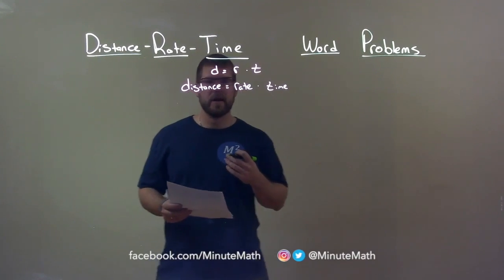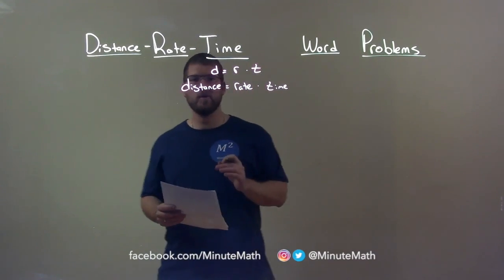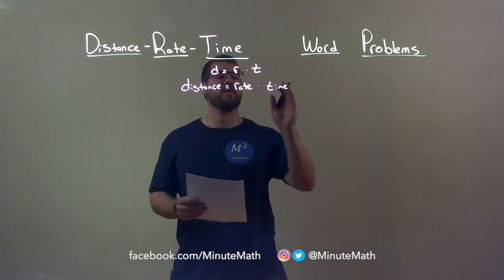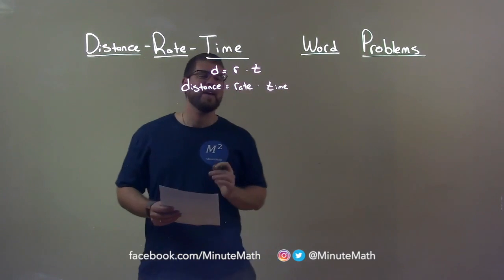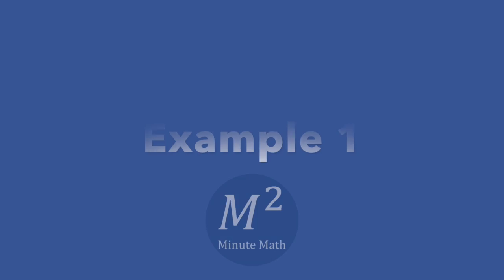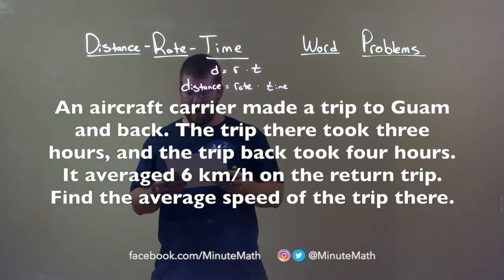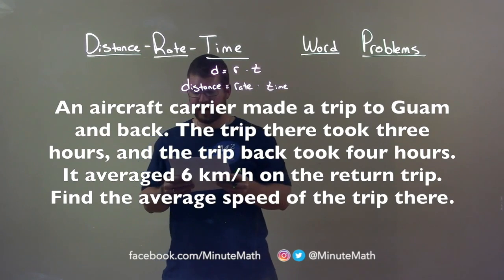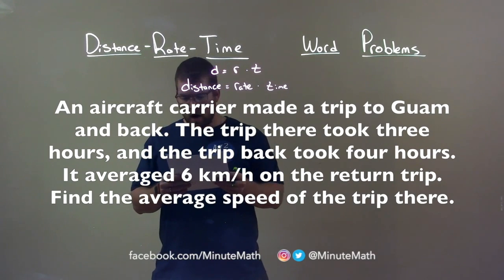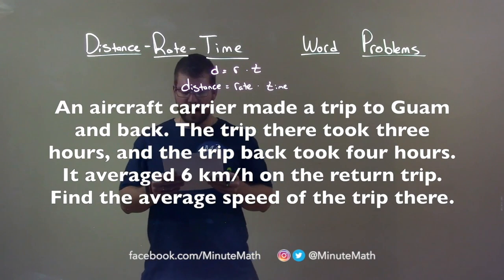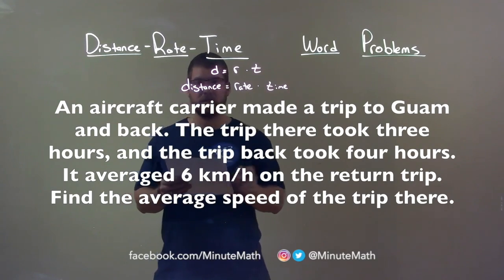Hi, I'm Sean Gannon, and this is Minute Math, and today we're learning about distance, rate, time word problems. So, if I was given this problem: an aircraft carrier made a trip to Guam and back. The trip there took 3 hours, and the trip back took 4 hours. It averaged 6 kilometers per hour on the return trip. Find the average speed of the trip there.